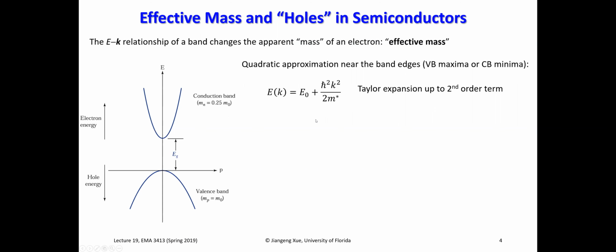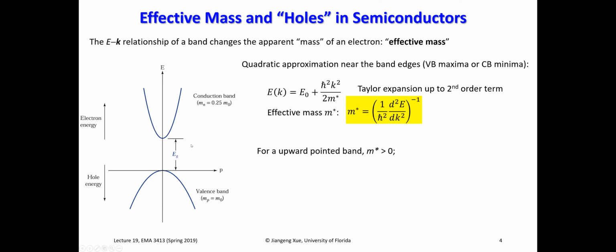The first order term goes away because we're talking about the extremes in the E-k diagram. So in that case, this m star is really the effective mass, and it is related to the second order derivative of the energy as a function of k. This is the equation that you can use to calculate the effective mass, and it's really related to the curvature of the E-k plot. For an upward pointed band, like in a conduction band, this effective mass is positive. But for a downward pointed band, the effective mass will be negative. That presents a challenge for us to look at the particles in this range. It's kind of different from classical physics.